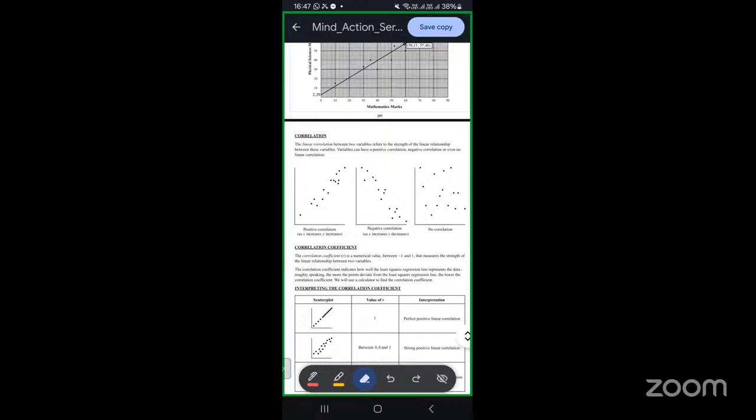It measures the strength of the linear relationship between two variables. The correlation coefficient indicates how well the least square regression line represents the data. Roughly speaking, the more the points deviate from the least square regression line, the lower the correlation coefficient.